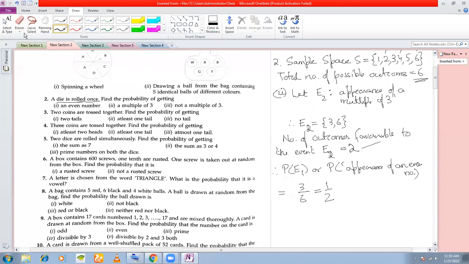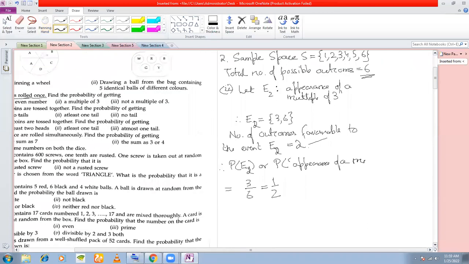So therefore, the probability of E2, that is, appearance of a multiple of 3, has 2 favorable outcomes, and the total number of possible outcomes is 6. So 2 by 6, which is 1/3. Okay. Any question?